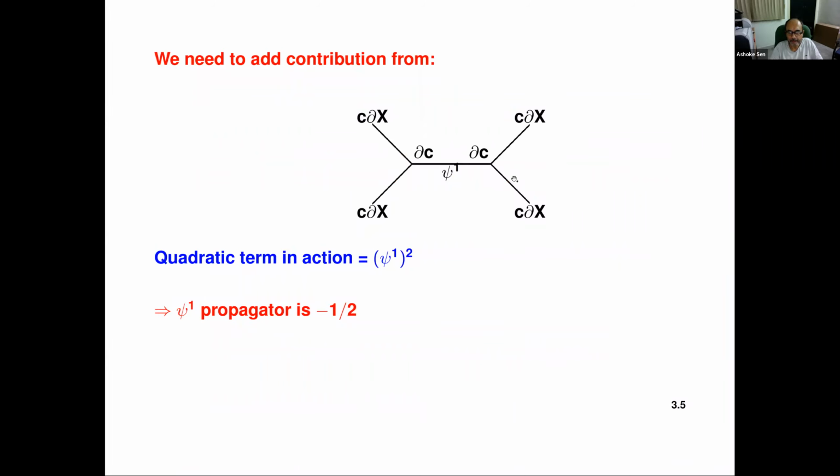So here is the diagram. Now we have to really evaluate this as a Feynman diagram. There is no shortcut in the form of the gluing relation of Riemann surfaces. We really have to evaluate the 3-point vertex and multiply by the propagator of psi 1. The psi 1 propagator we have already calculated: it's minus half, because the quadratic term in the action is psi 1 square. So what we need to compute are these 3-point vertices. And that's what I'll describe in the next slide, how to compute these 3-point vertices.